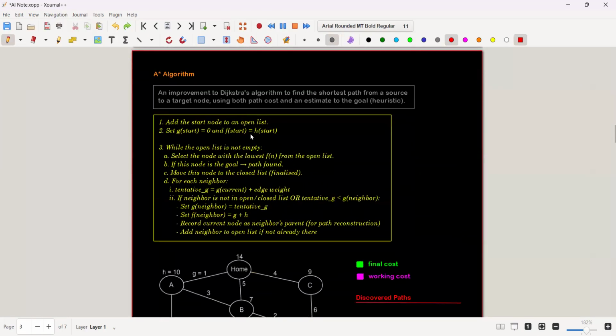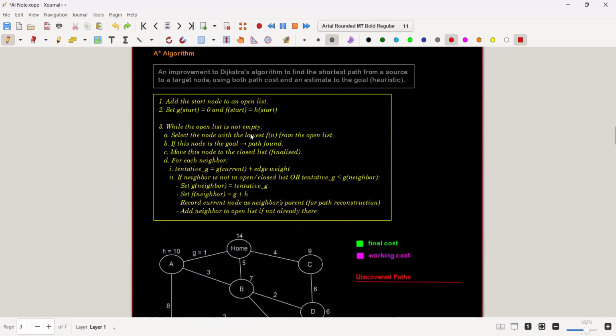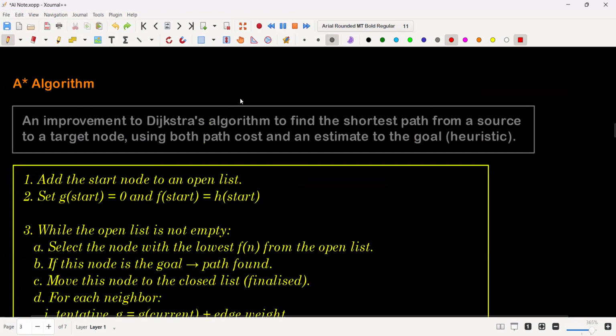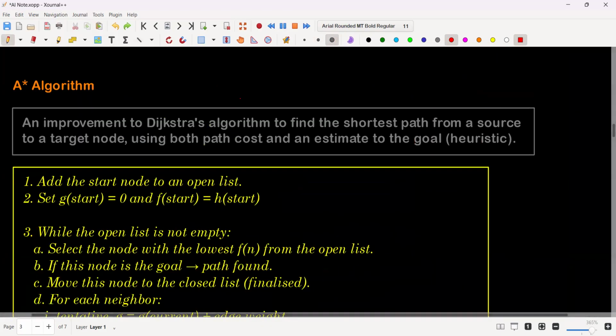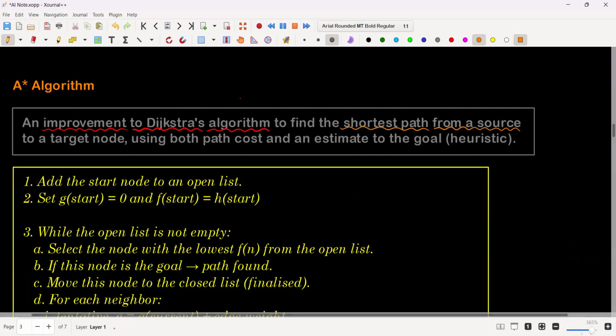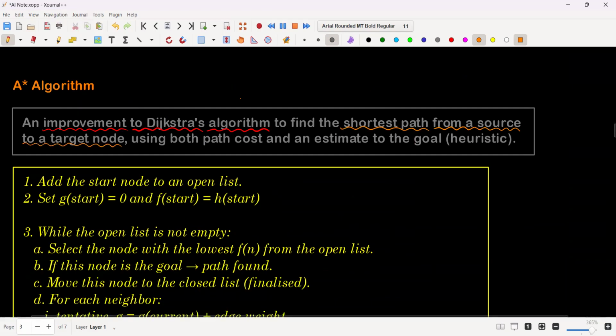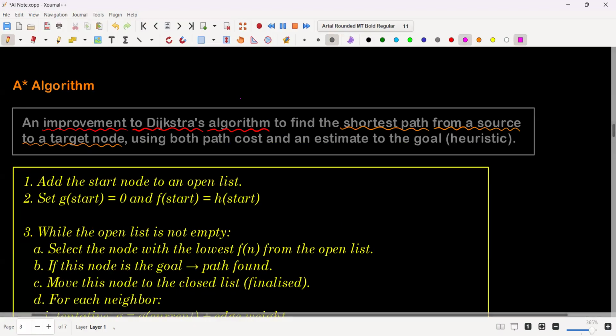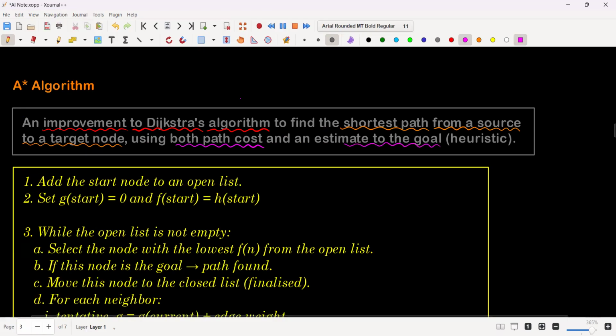Right. We can now take a look at A star's algorithm. A star is essentially an improvement to Dijkstra's algorithm, which makes it a less greedy algorithm. But it's there to find the shortest path from a source to a target. And this is done by using both a path cost and an estimate to the goal known as a heuristic.